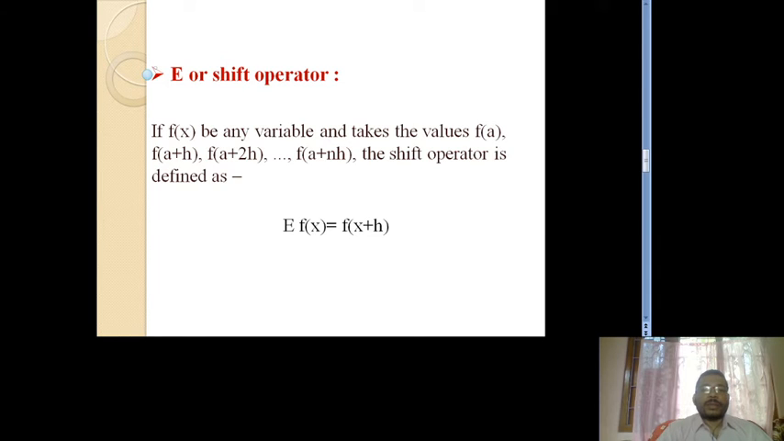If f of x is any variable and takes the values f of a, f of a plus h, f of a plus twice h, and so on, then the shift operator can be defined as E f of x is equal to f of x plus h. The shift operator is denoted by capital E, and it is defined as E f of x is equal to f of x plus h.